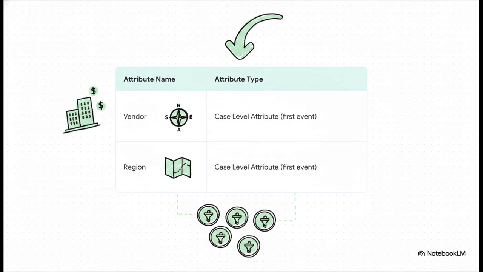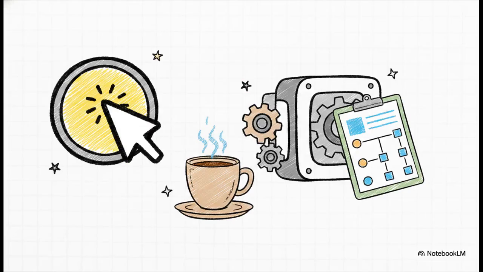Your data likely has other great, rich info, like vendor or region. Because these details usually apply to the entire case, right from the very beginning, you map their attribute type as a case-level attribute first event. Doing this ensures the engine can easily group and filter your overall cases by these specific metrics later on in your analysis. With all your attributes meticulously mapped out, you are finally at the finish line.